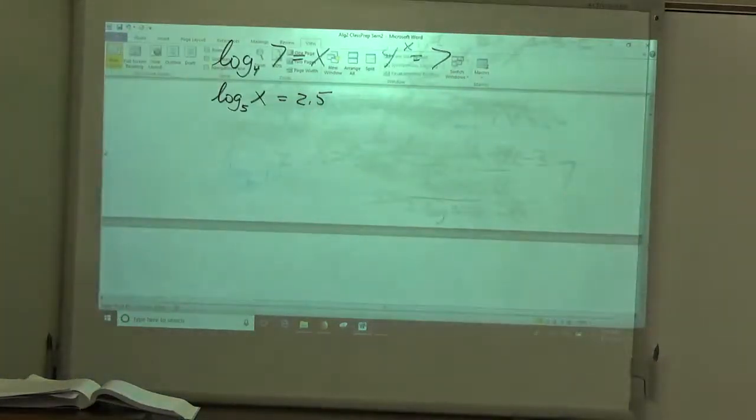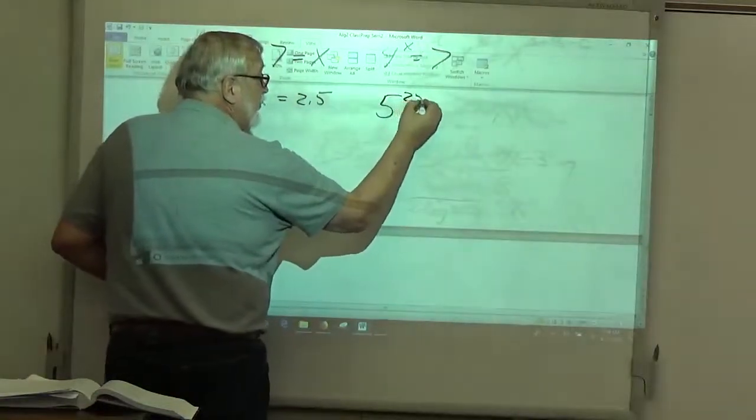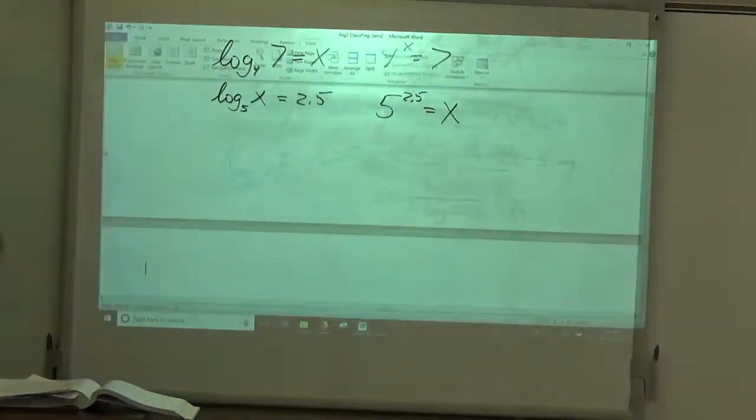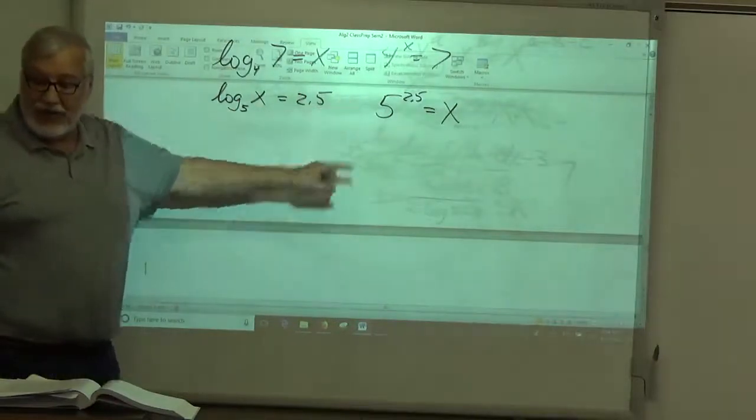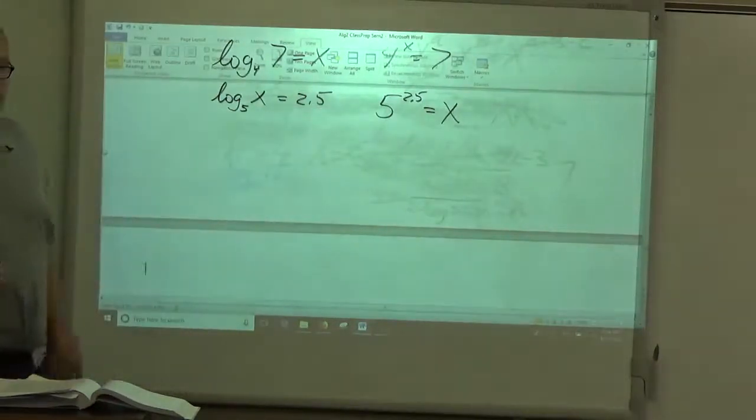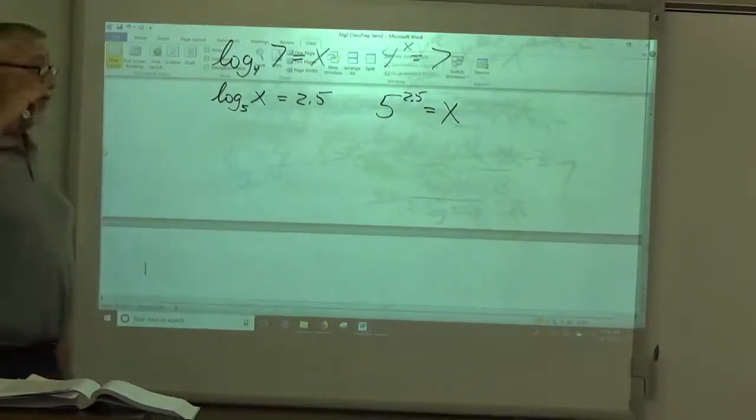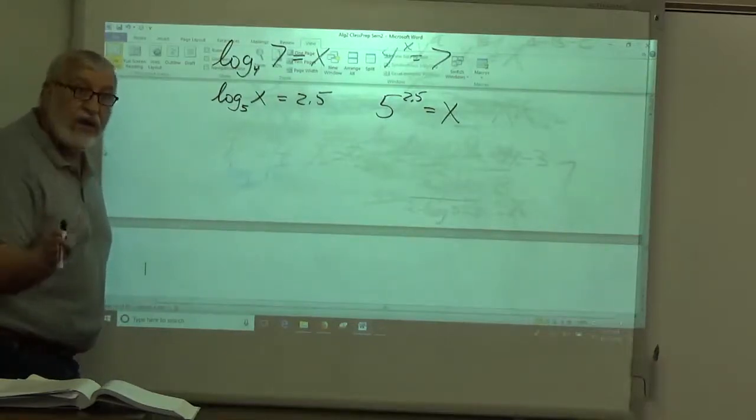Okay, what does this mean? This means 5 to the 2.5 power equals x. And 5 to the 2.5 power is something you put in the calculator. With the XY button, 5 raised to 2.5. 55.9 something, right? Because it looks like an irrational number, you're going to have to round it or truncate it.